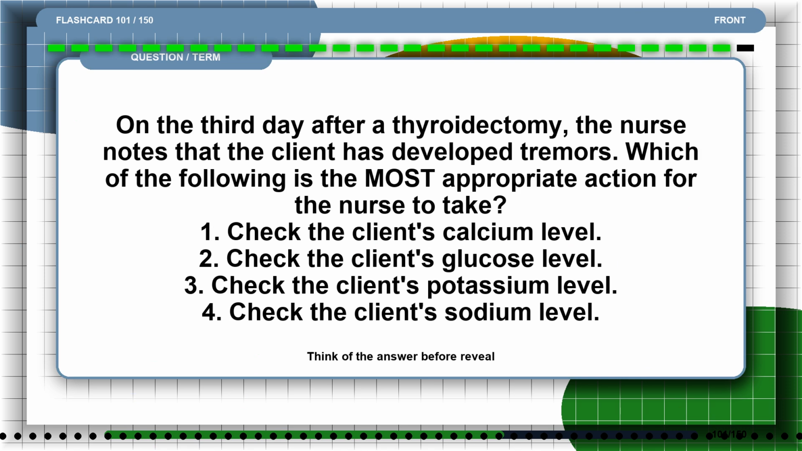Flashcard 101. On the third day after a thyroidectomy, the nurse notes that the client has developed tremors. Which of the following is the most appropriate action for the nurse to take? 1. Check the client's calcium level. 2. Check the client's glucose level. 3. Check the client's potassium level. 4. Check the client's sodium level. Think of the answer before the reveal.